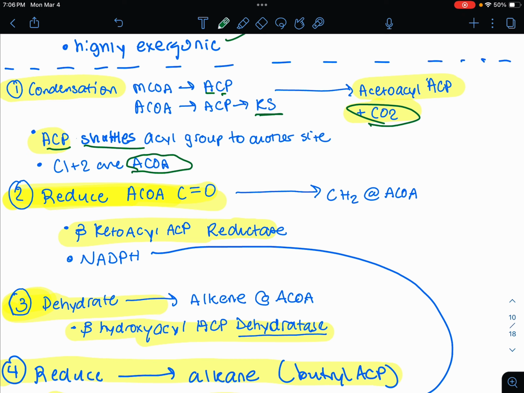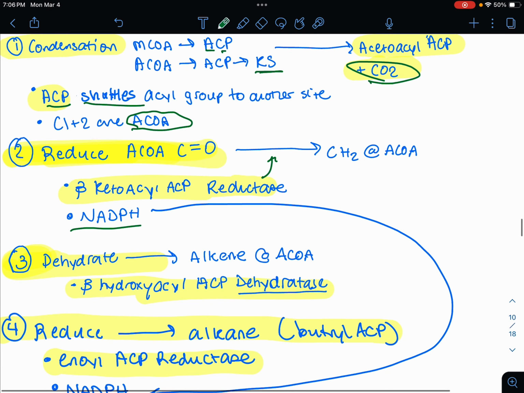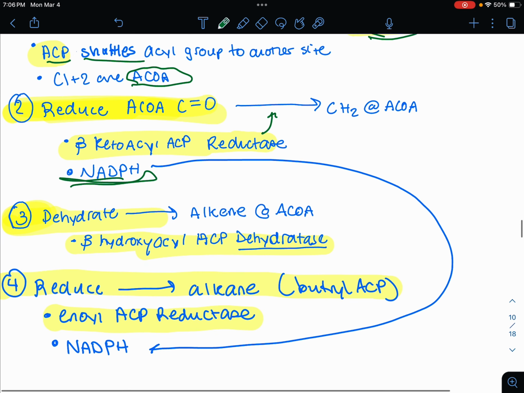We're going to take the C double bonded to O group of the acetyl-CoA, and we're going to turn that into a CH2. This is going to be a beta-ketoacyl ACP reductase, the enzyme that will be used in this. And we also need NADPH in step 2.